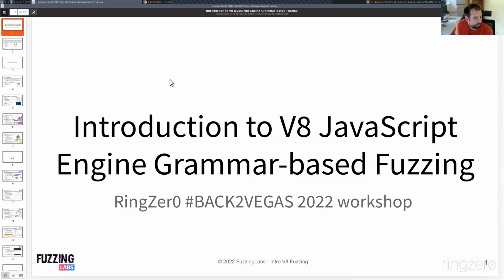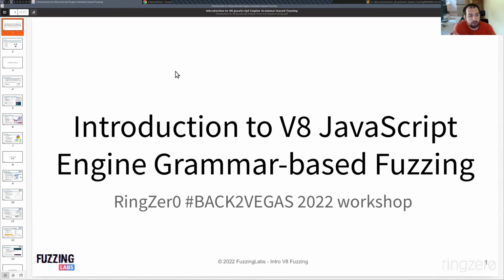so yeah, as Sherry mentioned, we're going to do a workshop. It's kind of an introduction to V8 JavaScript engine grammar-based fuzzing. So basically, we're going to do grammar-based fuzzing against the V8 JavaScript engine. It's the JavaScript engine used in Chrome and also in some other browsers like Edge, for example, the new version.